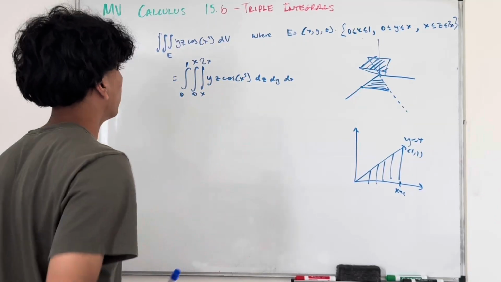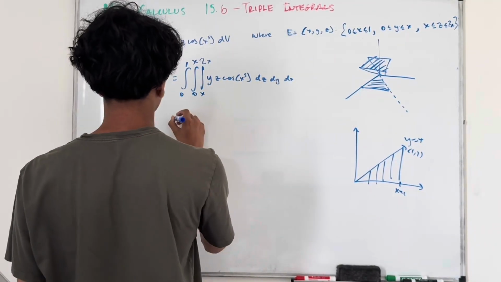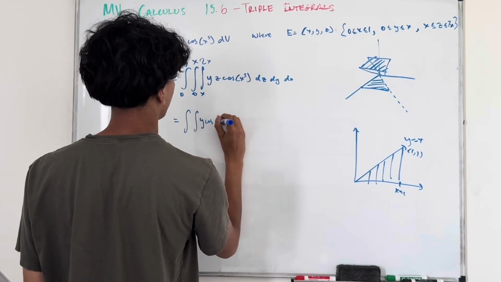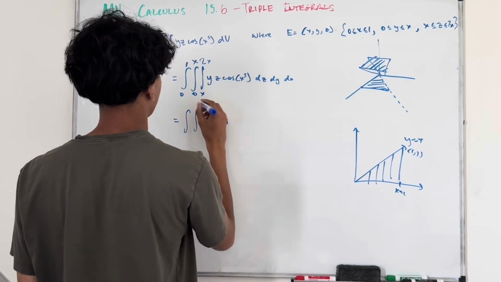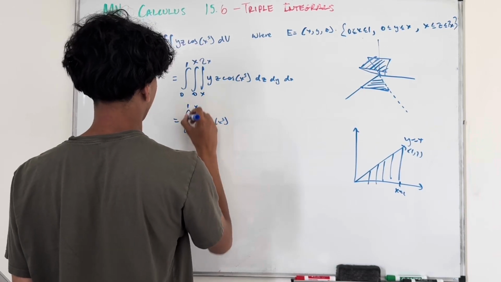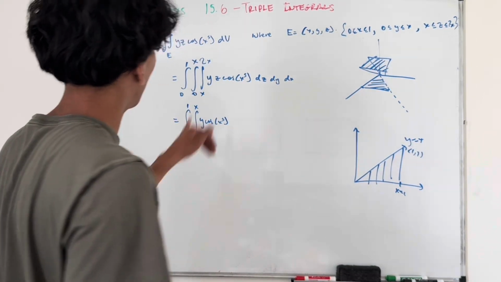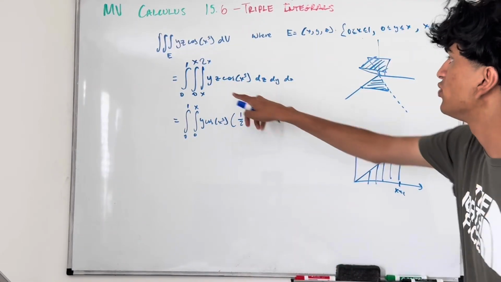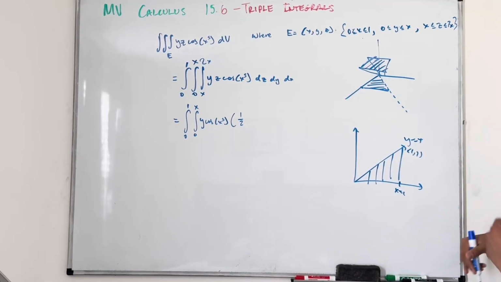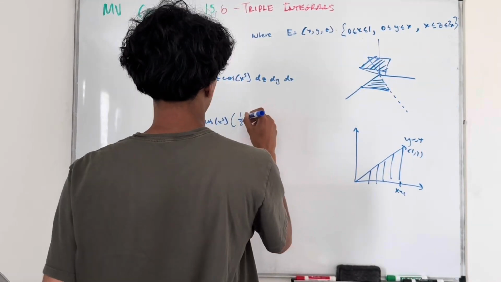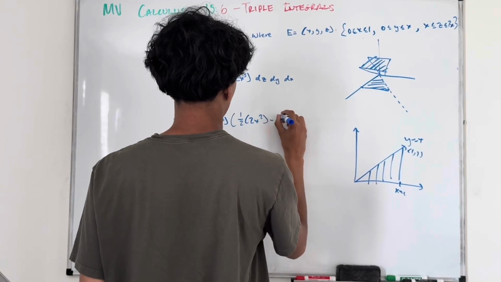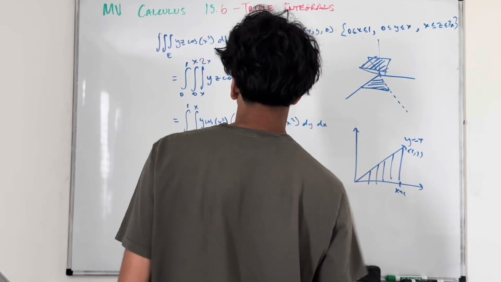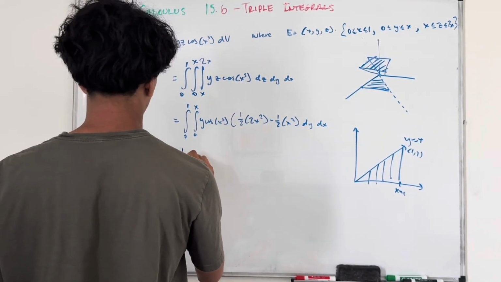Let's do this. We can pull the y cosine x to the fifth out of the first integral. And then for the second integral, we're going to get 1/2 z squared when I'm doing z dz. So 1/2 z squared, that's going to be 1/2 (2x) squared minus 1/2 x squared, dy dx. And I can pull the 1/2 out of both of the integrals, really.